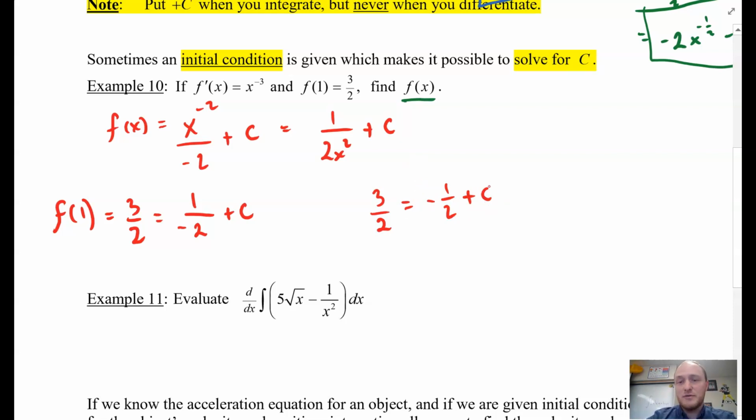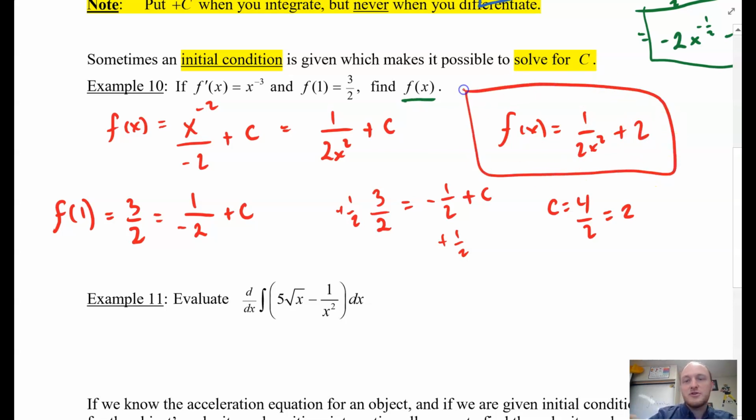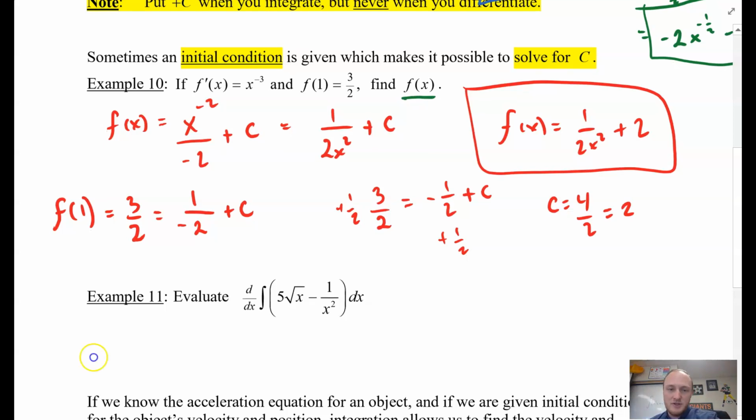Now, if I want to solve for c, I'm going to add 1/2 to each side. And 3/2 plus 1/2 tells us that c is equal to 4 over 2, which is 2. And this is my function, so here is f of x. F of x is equal to negative 1 over 2x squared plus 2. There's your function. All right, that is initial condition. Very, very cool, very, very interesting.